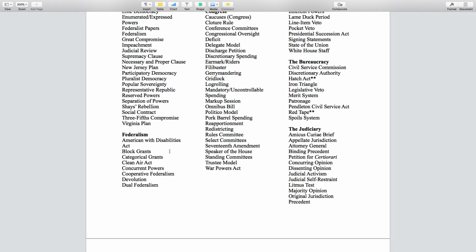Concurrent powers. These are powers shared between the federal government and state governments. All governments in the United States, they can borrow, they can tax, and they can create courts. So whether that's federal or state, they can tax, they can borrow, they can create courts.